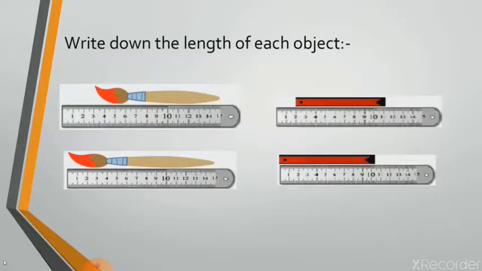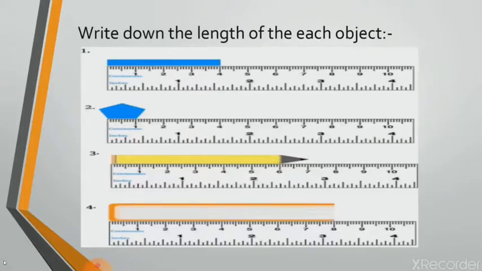Now do practice and write in your copy. Write down the length of each object in your copy. This is also for your practice. Write down the length of each object. Do it in your copy.